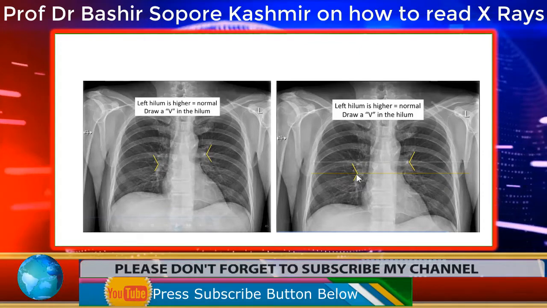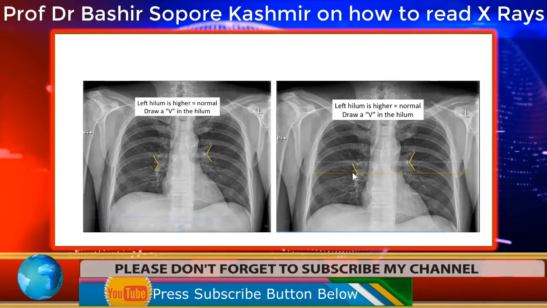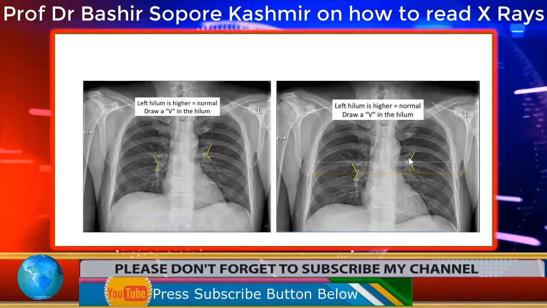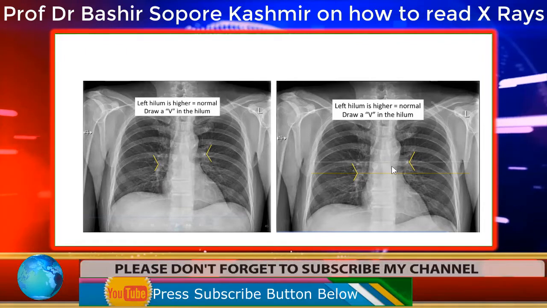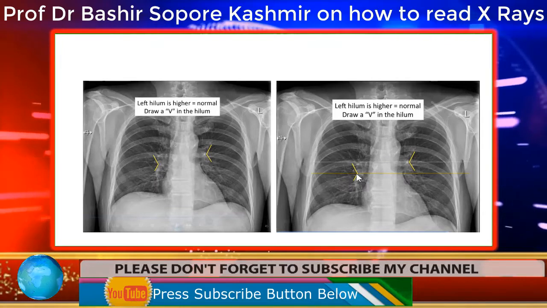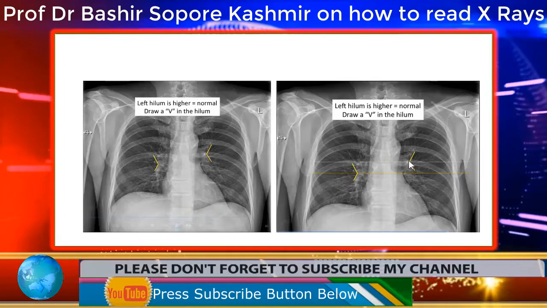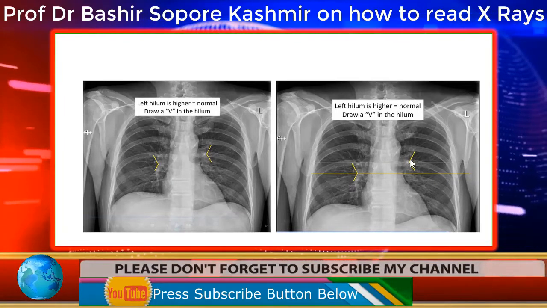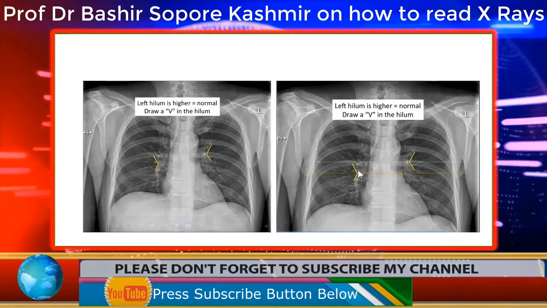Now, for example, right here, this is the right hilum. So this is the line here. When we draw a line like this, and this is the left hilum, this is the midpoint. And when we draw a line like this, we find that the left hilum is higher than the right. And as I said, the left should be 0.5 to 2 centimeters higher than the right hilum. Is that clear?